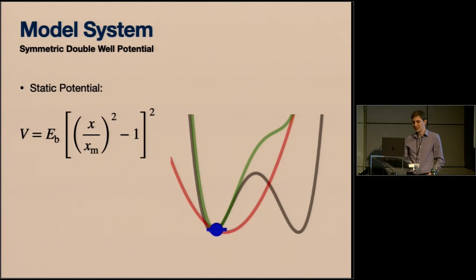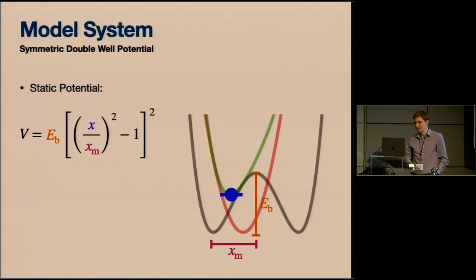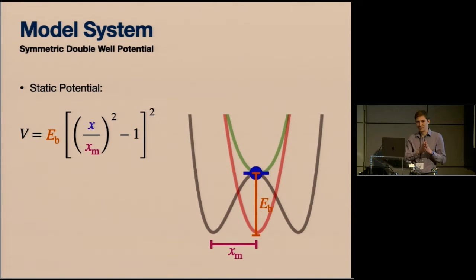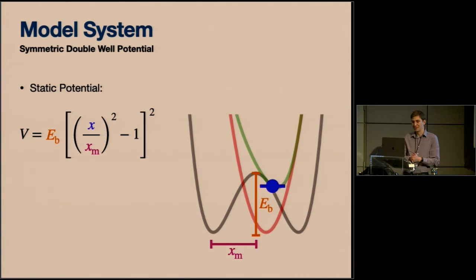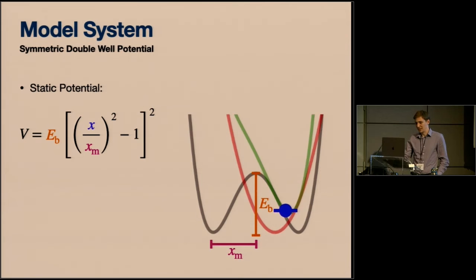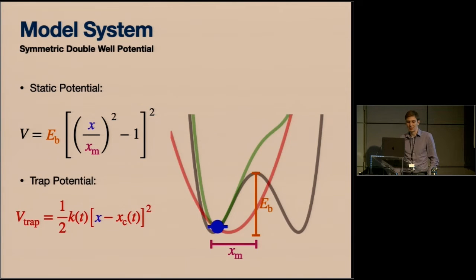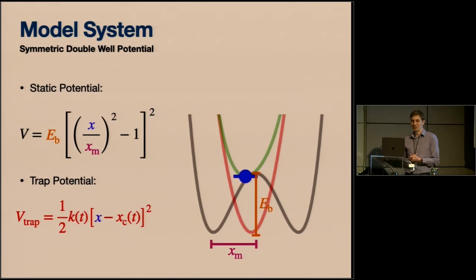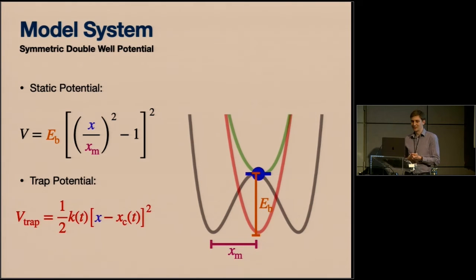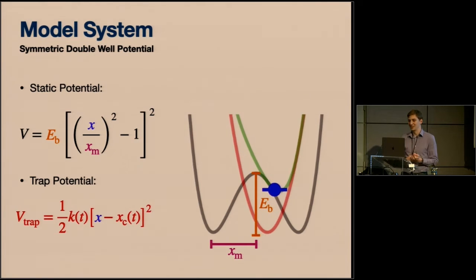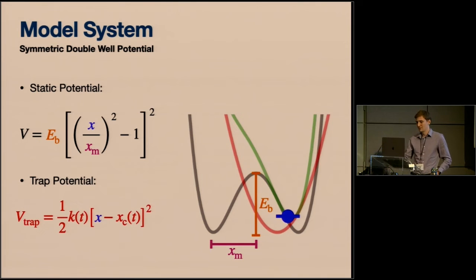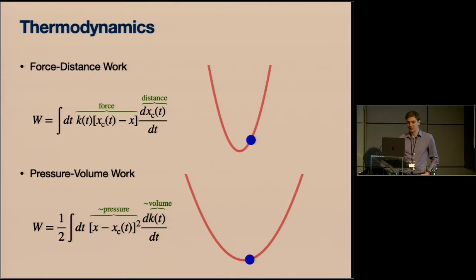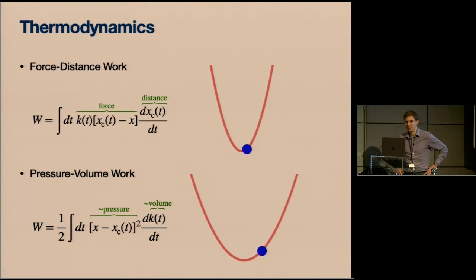So just a bit of details. Here's my molecular energy landscape. We have some barrier height E_B, some distance from the minimum to the peak, which is X_M, and then we have the position X. And then we have our harmonic trapping potential, where we're going to assume that we can control both the stiffness and the center of the trap, which is denoted by k(t), and x subscript c denoting the center of the trap. Okay, so that's the model that we're going to be looking at. In this system, there's basically two important kinds of work that you do.